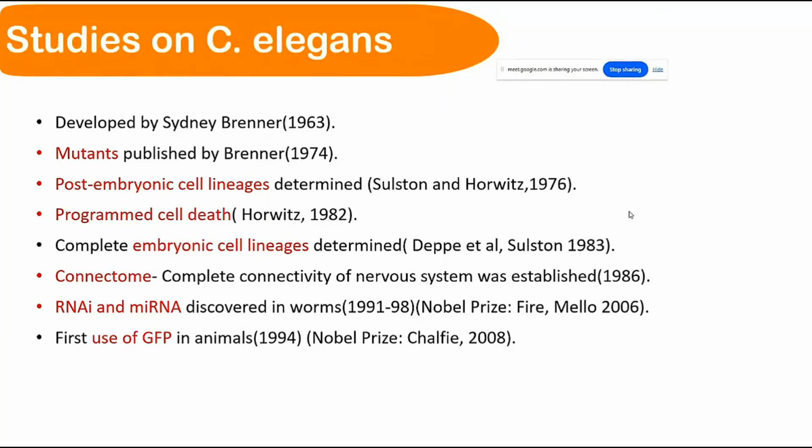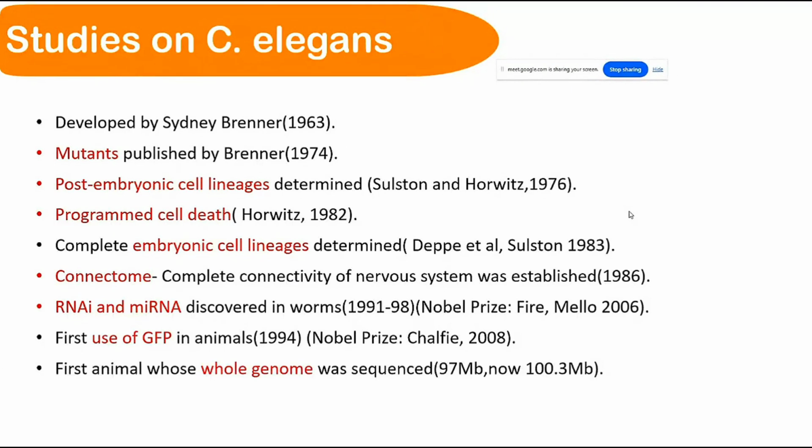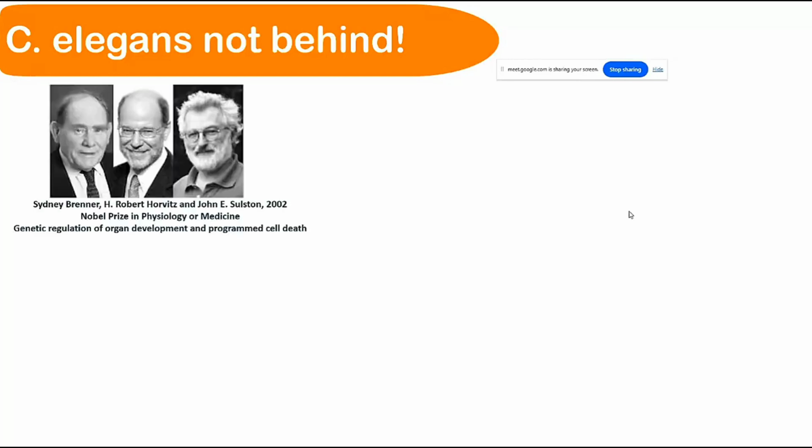Again, green fluorescent protein was first used in C. elegans in 1994, for which Chalfie was awarded the Nobel Prize in 2008. This was the first animal whose complete genome was sequenced, as we have seen, in 1996 or so. So 97 MB was sequenced then, and now we know that it is 100.3 MB of genome. And we saw that Saccharomyces cerevisiae has around 5 Nobel Prizes won for its work, right? And C. elegans is not far behind.